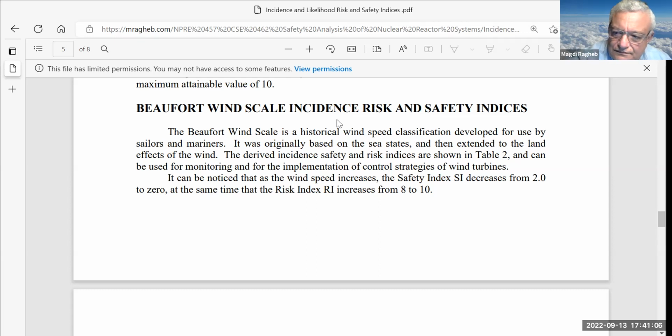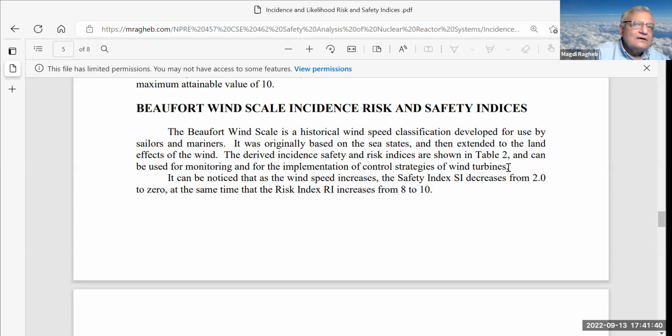Understand that. Like the Richter scale, the Beaufort wind scale historically was developed for use by sailors and mariners on ships and boats. It was basically based initially on sea states, and then it was extended to the land effects of the wind. And in that case, you have derived incident safety and risk indices, and can be used for monitoring for the implementation of control strategies of wind turbines.